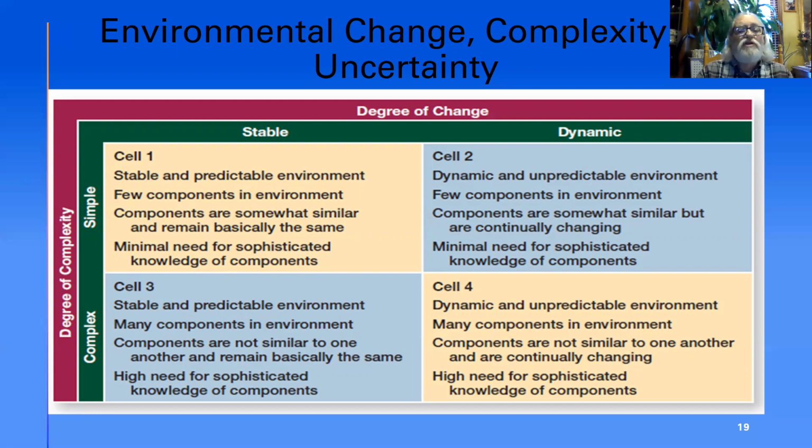And then when you look over to cell three here on the bottom left, this is a complex environment, but it's also stable. You can predict it. It's acted the same way for a long time, and therefore there's a predictability to it. There are a lot of components if it's complex, but they're not necessarily similar to one another, and they remain still because they are predictable, basically the same over time. But you do need that high need for knowledge of how the components work and so forth whenever you're talking about the complex environment.